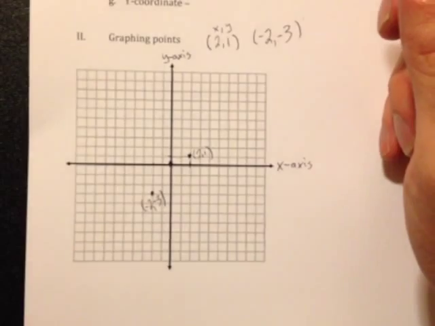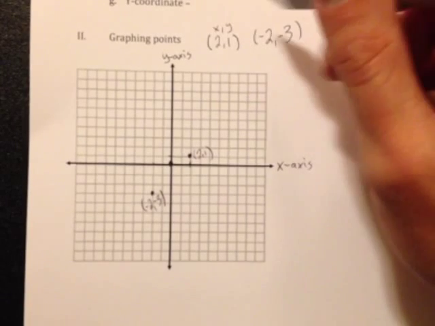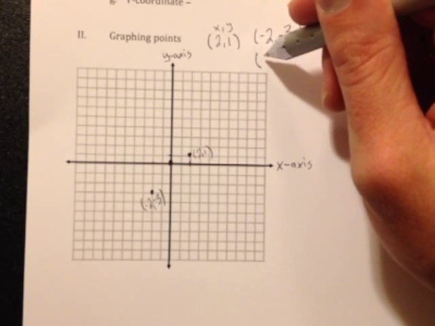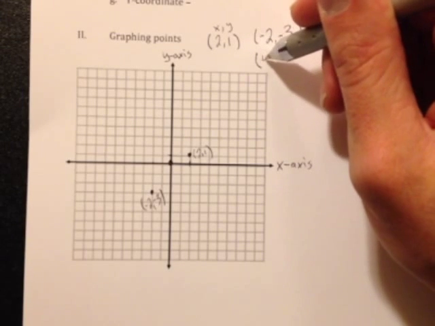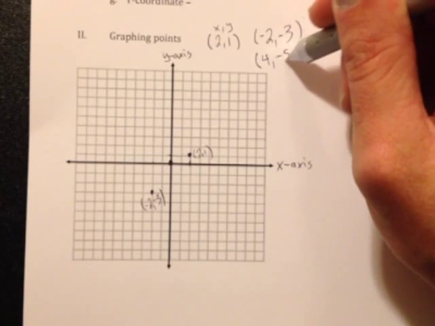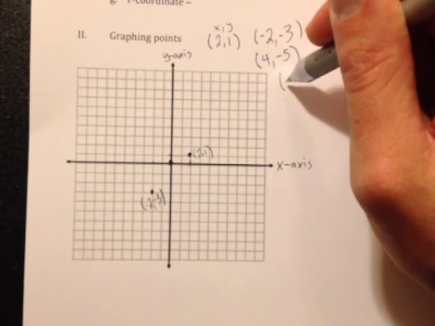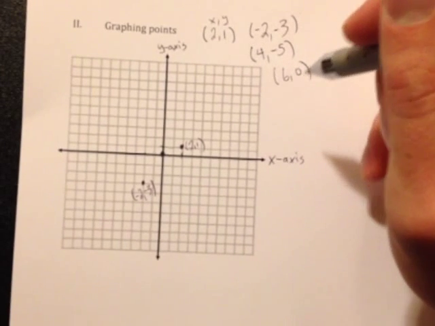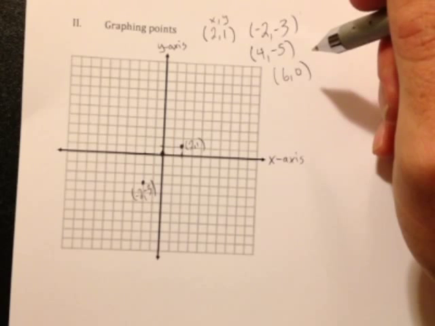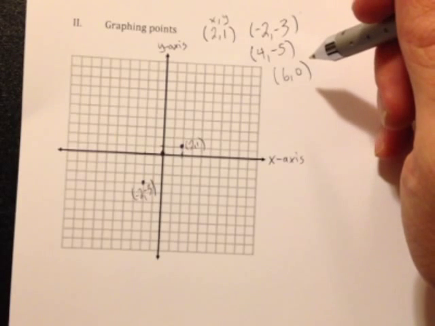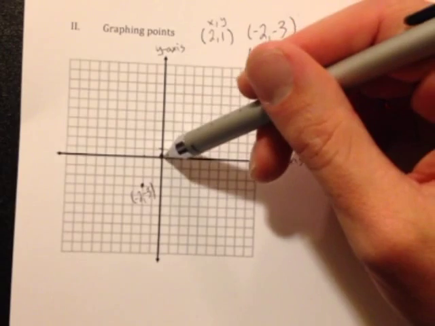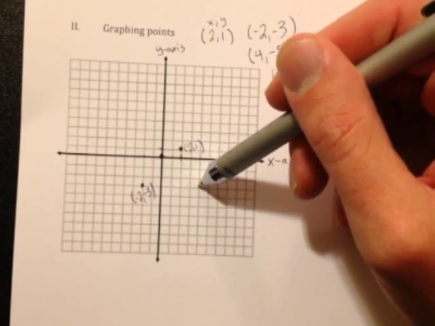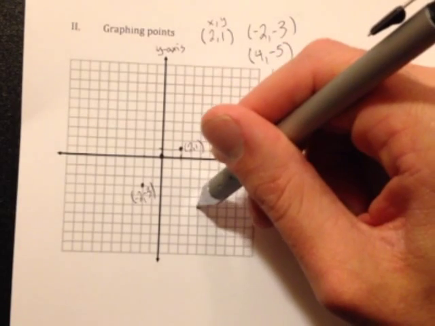I'm going to give you one more point and have you graph it on your own. Let's try 2 points actually. Let's go with the point 4, -5, and also the point 6, 0. Try graphing 4, -5 and 6, 0, pause, and then come back. Alright, 4, -5, that's 4 on my x, that's -5 on my y. Those meet right there.